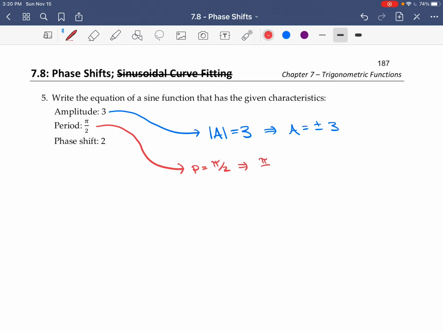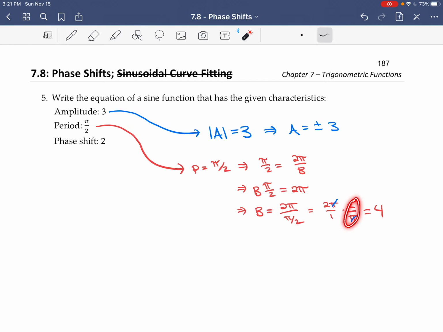So that means that pi by 2 is equal to 2 pi over B, and I want to solve for B. So we multiply by B. So B times pi by 2 is 2 pi. And then if we divide by pi by 2, that's 2 pi over 1 times 2 over pi. So the B value is actually going to be 4. The pi's cancel out. The reason I got that is because I want to flip the denominator and then multiply instead. That's just a fraction rule.